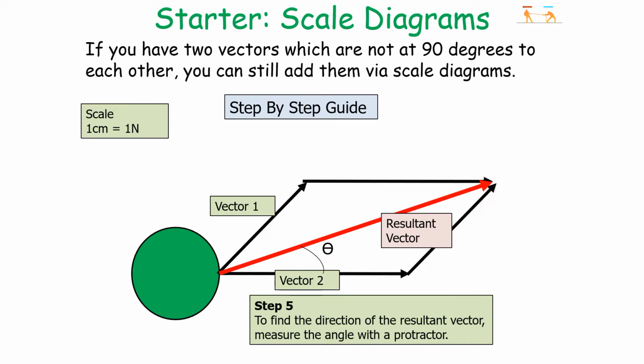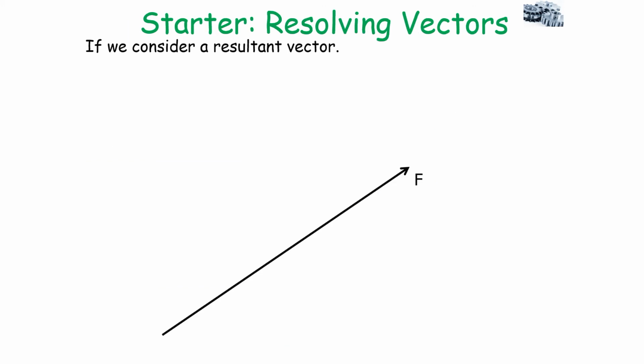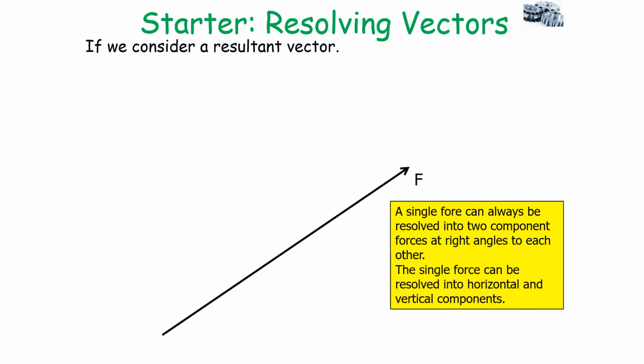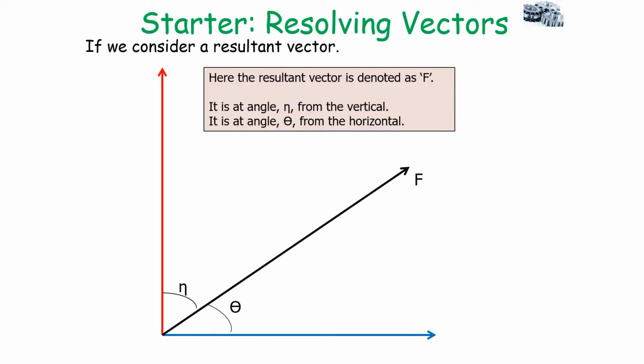But whilst you can add vectors, it's also possible to break a diagonal vector into its perpendicular components, and this makes it easier to describe the motion of the object and do any relevant calculations. So if we consider a resultant vector, well, this single force can always be resolved into two component forces at right angles to each other. Now to resolve means to split, so the single force can be resolved into horizontal and vertical components, as shown in the following diagram. Now here, the resultant vector is denoted as F, and the angle phi is from the vertical and angle theta is from the horizontal.